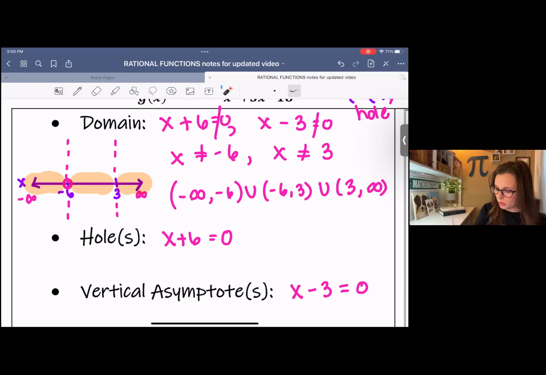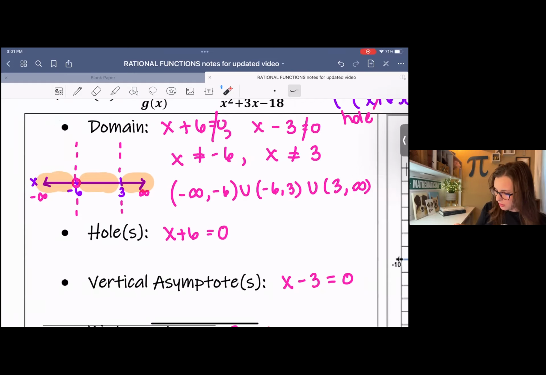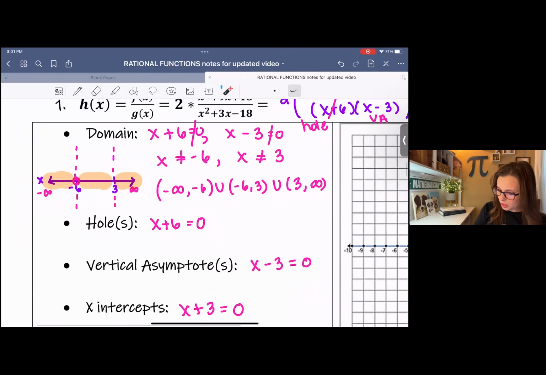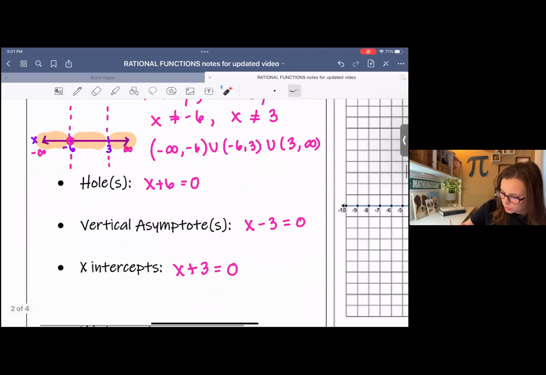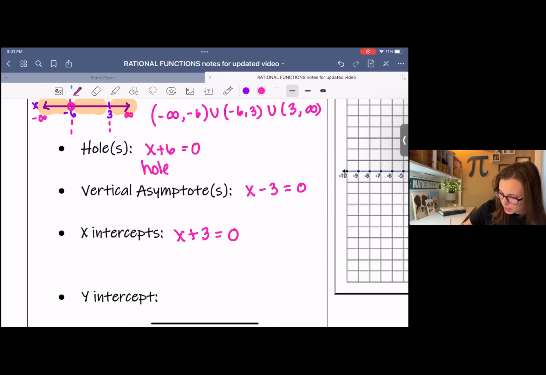So it may ask you what are the excluded values, or it may ask you for interval notation. And in this case, I've got 3 different intervals because I have 2 places of discontinuity. Again, you may sometimes have only 2 intervals. It just depends on the function. But in this case, I've got 3 intervals. So then I can go down to the next part. I have a hole at x equals negative 6.